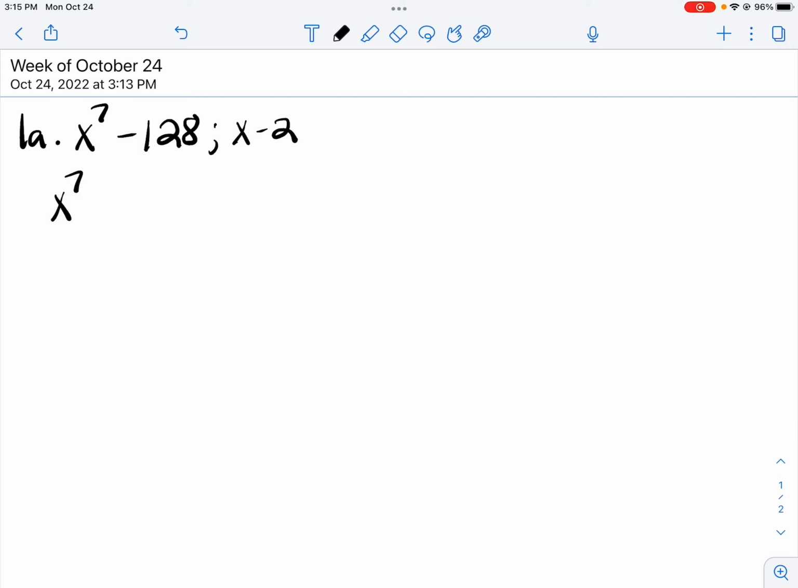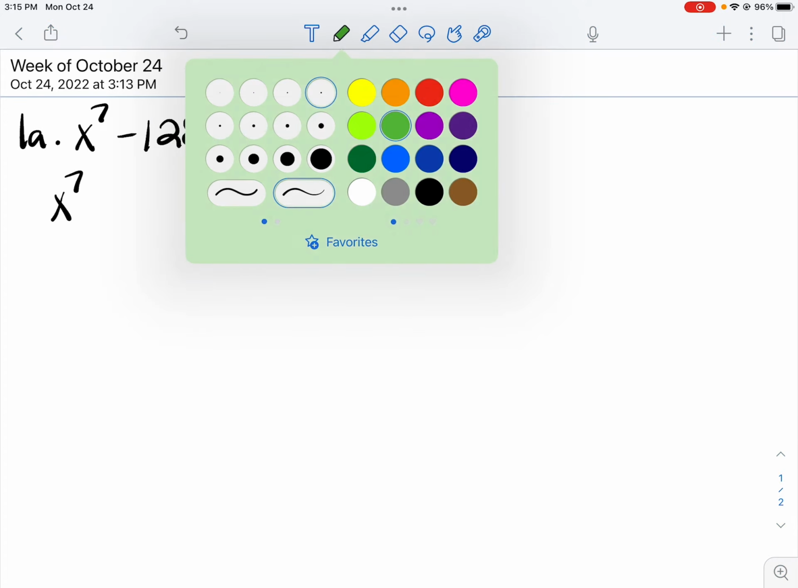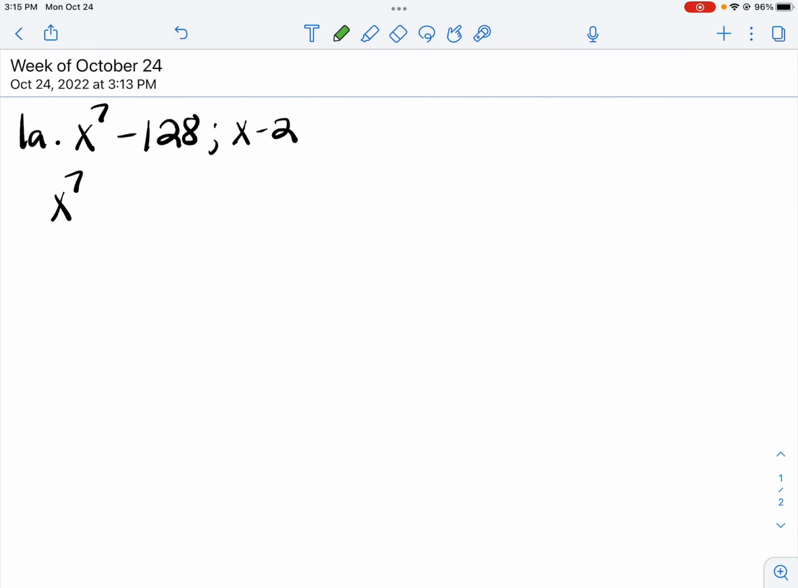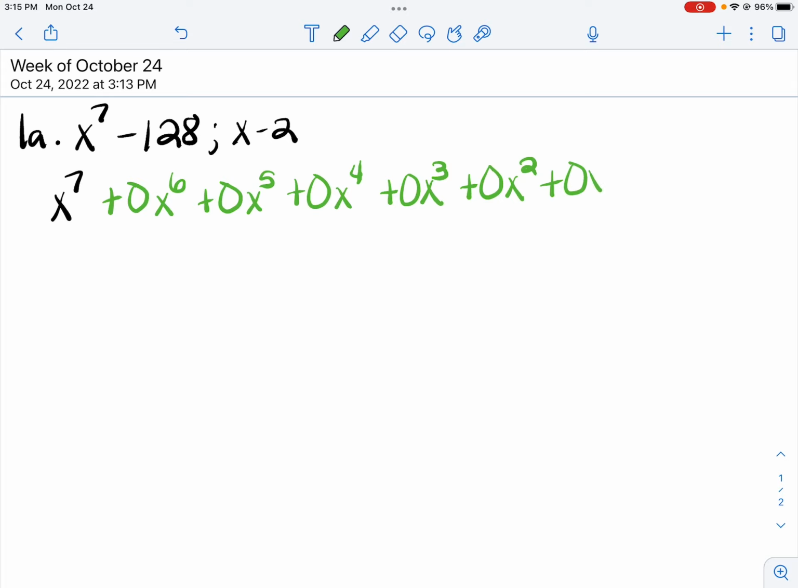Now remember, with synthetic division, our powers have to be in descending order, and we can't be missing any powers. So notice here we're missing the x to the 6th, x to the 5th, x to the 4th, and so on. So I fill in a 0 for those missing powers. And don't forget about that minus 128 at the end.